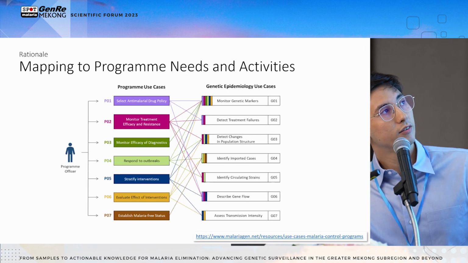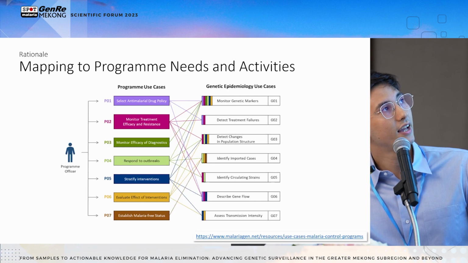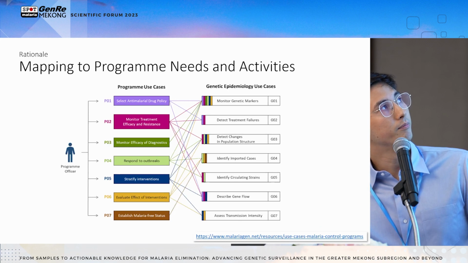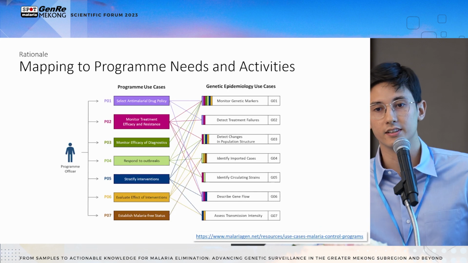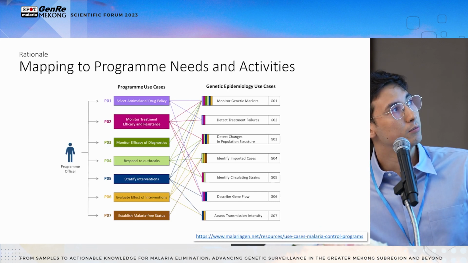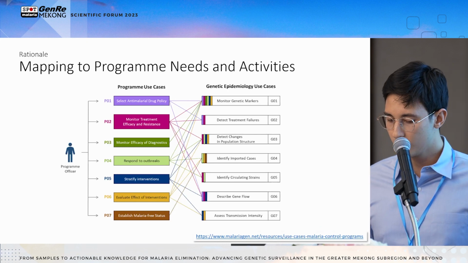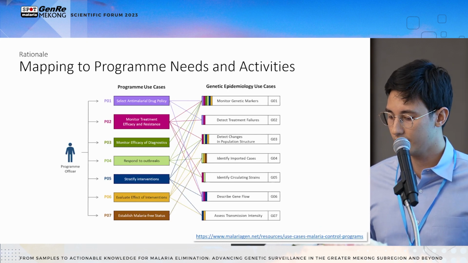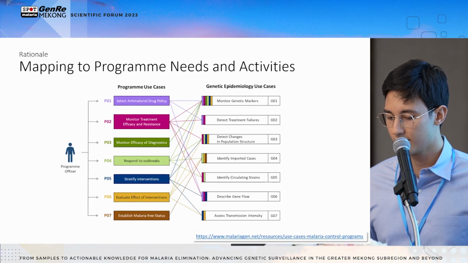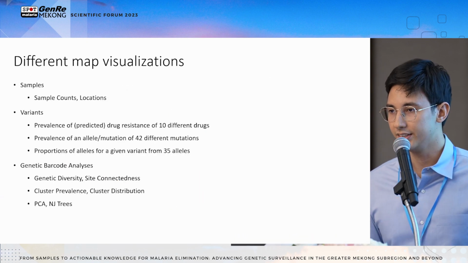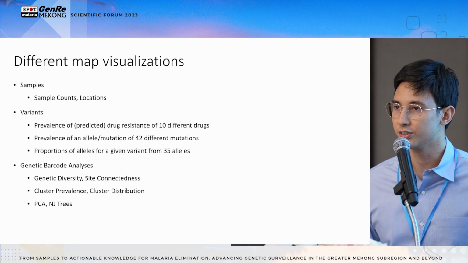As you can see, the analysis of genetic markers assists with various activities of malaria control programs, such as to select a drug policy or to monitor diagnostics efficacy. Right, so the grcMalaria R package contains the ability to create maps of different features of the genetic data.